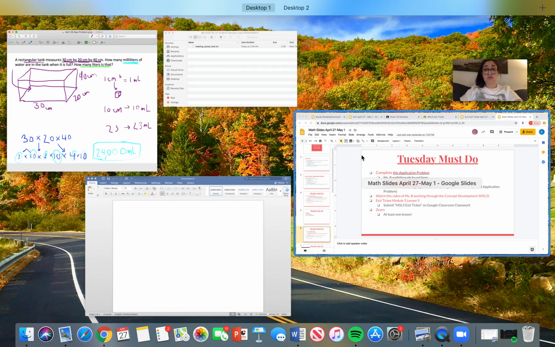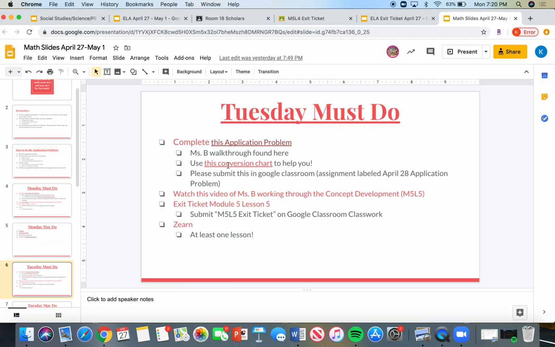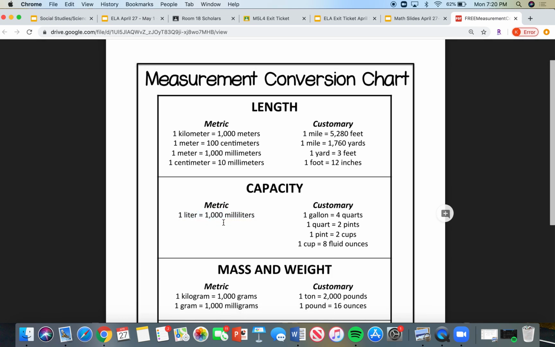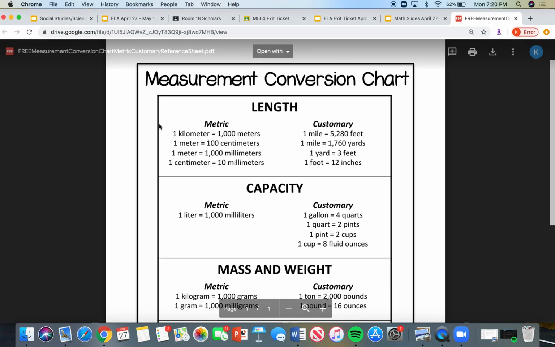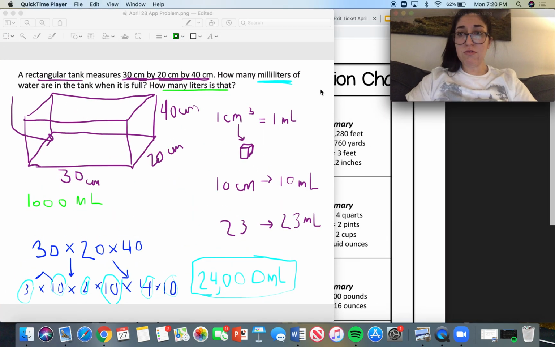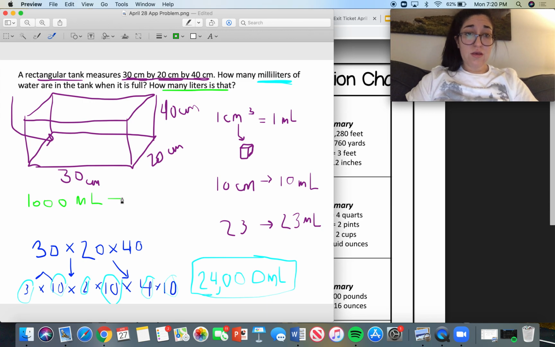So now what I want you to do is go to this conversion chart, which we've used in class to help you. And I want you to find milliliters and liters. And it says that for every 1 liter, we have 1,000 milliliters. Or in other words, 1,000 milliliters fits into 1 liter. So if I have 1,000 milliliters, I would have 1 liter.